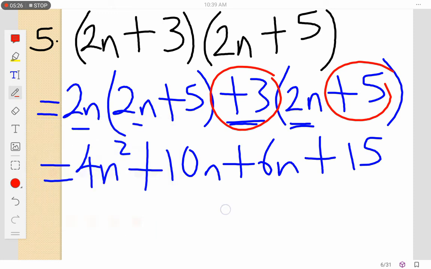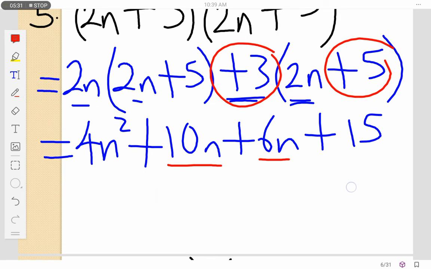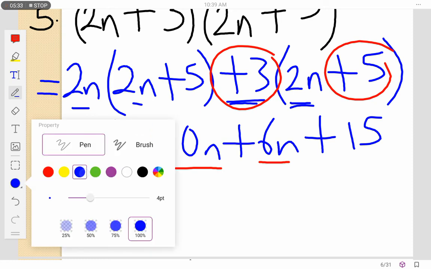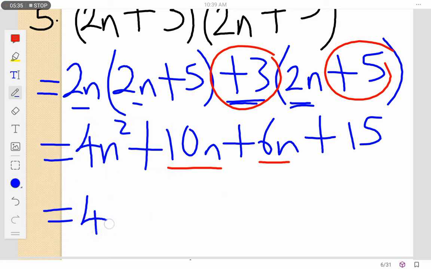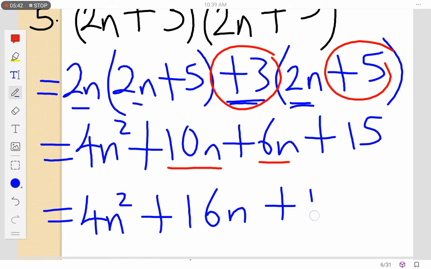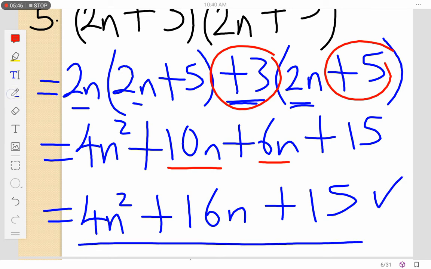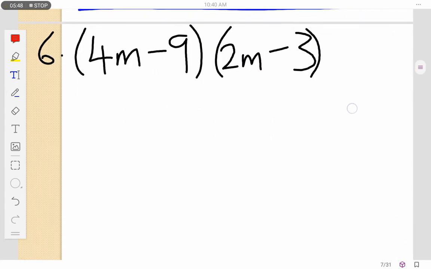Now we have common terms, n there and there. Let's add them together and see what we get. I have 4n squared plus 10n plus 6n, we get plus 16n, then plus 15. So this is the final answer. We've expanded there. Let's look at another example, the last one.